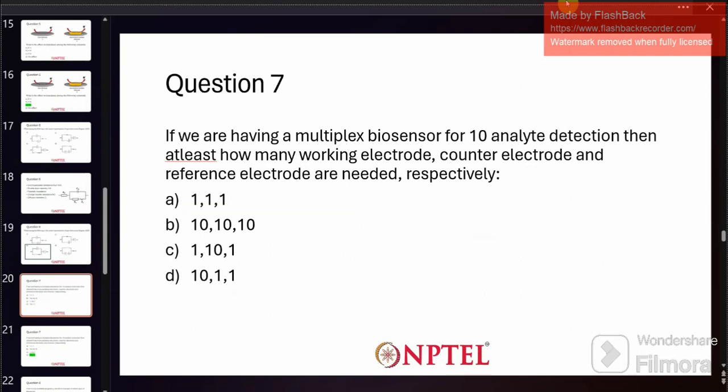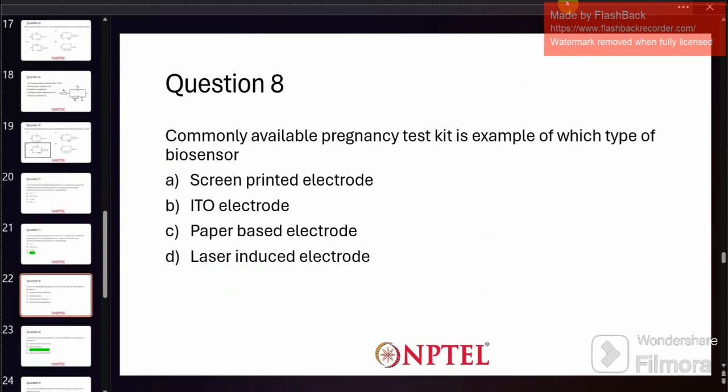You have to understand that the working electrode is where all the reactions occur. After every reaction, the working electrode will be useless. So we need 10 working electrodes, but since there is no reaction happening at the reference and counter electrodes, even one electrode of each will suffice.